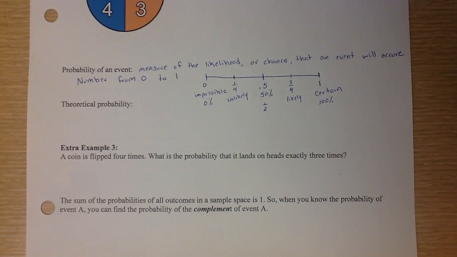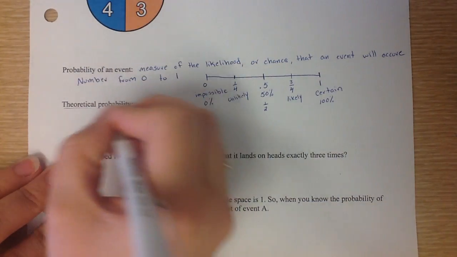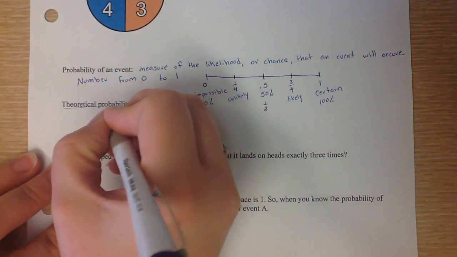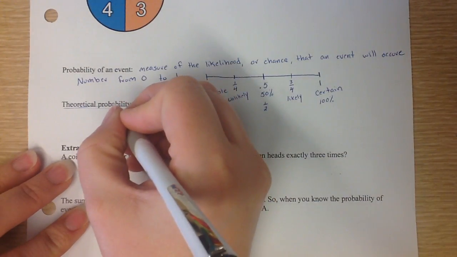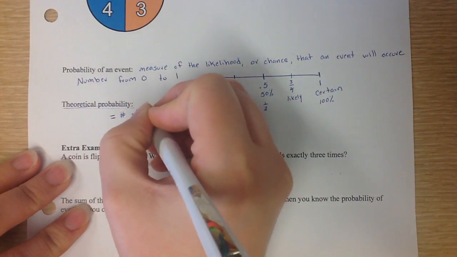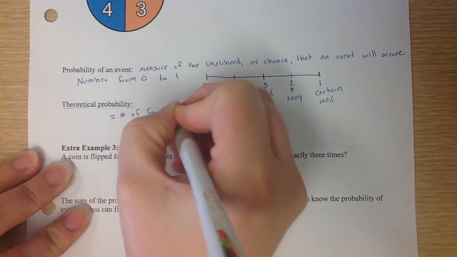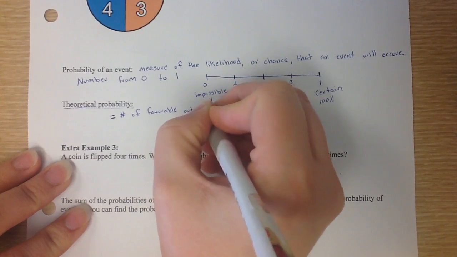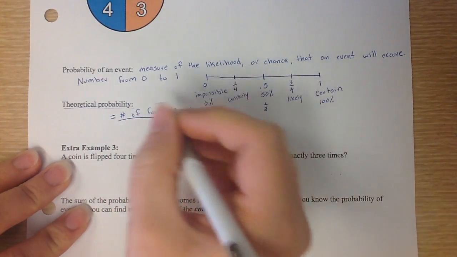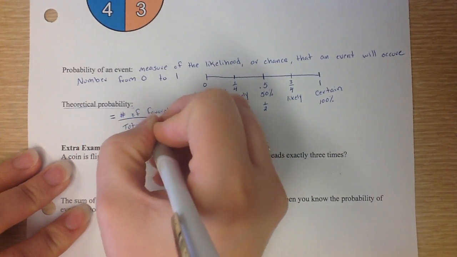Okay, so the outcomes for a specified event that we're looking for, we tend to call a favorable outcome. So when all the outcomes are equally likely, meaning the head side of the coin is the same as the tails, there's not one more than the other, then the theoretical probability is equal to the number of favorable outcomes, what are you trying to get, divided by the total number of outcomes.